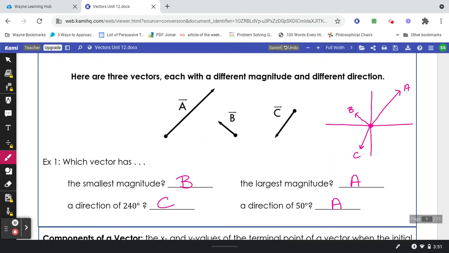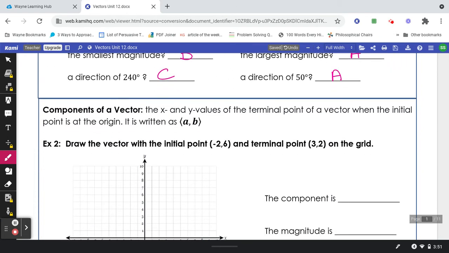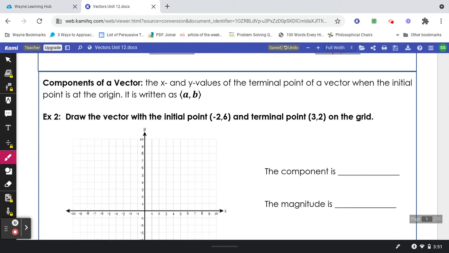So again, notice that the vectors are easier to read if we always start them on the origin, 0, 0. When we do that, it's called component form. So the components of a vector are the x and y values of the terminal point, and the terminal point is the end of it. So if you think about it, it'd be this part right here of a vector when the initial point is at the origin. So the initial point is always at the origin, and you write it with these little triangular brackets.